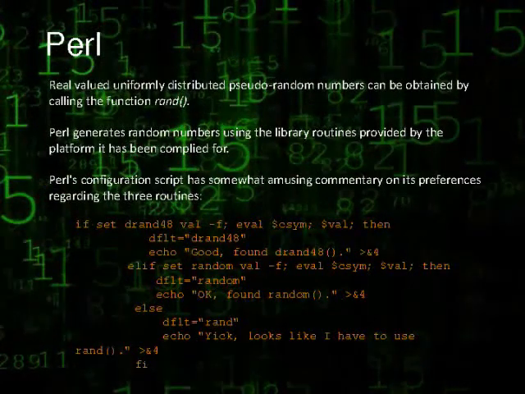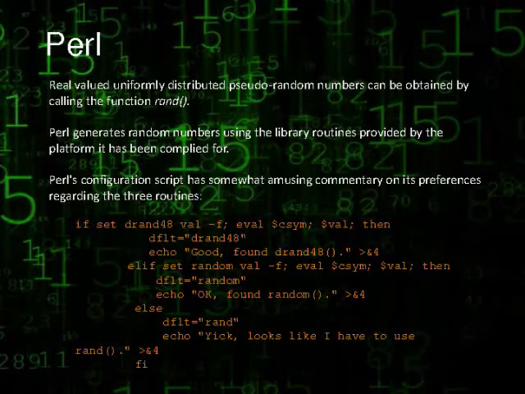Let's now see how Perl implements random numbers. In Perl, real-valued uniformly distributed pseudo-random numbers can be obtained by calling the function rand. This function takes one argument that specifies the upper limit on the range of random values. That is, rand n will return a real-valued random number in the range of 0 to n. This value can then be passed into the int function if random integer values are desired.